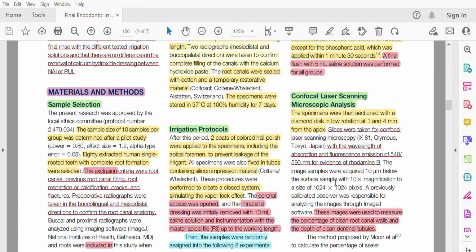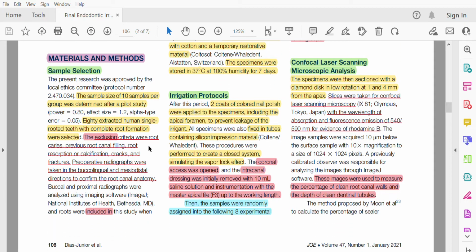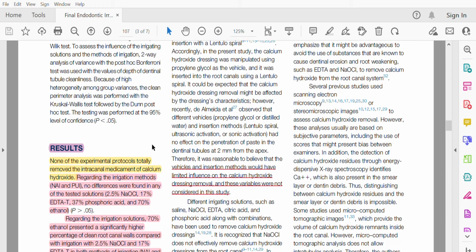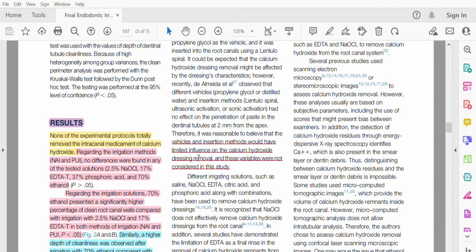The confocal laser scan was used to measure the percentage of clean root canal wall and the depth of cleanness in the dentinal tubules. According to the results, none of the experimental protocols totally removed the intracanal medicament of calcium hydroxide, and regarding the irrigation method, no difference was found between non-activation and activation of the tested solutions.